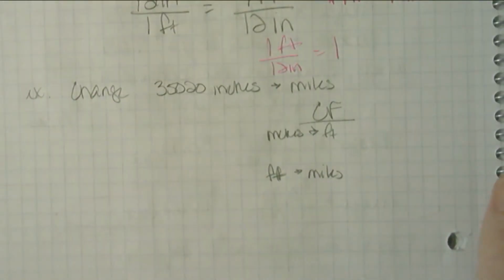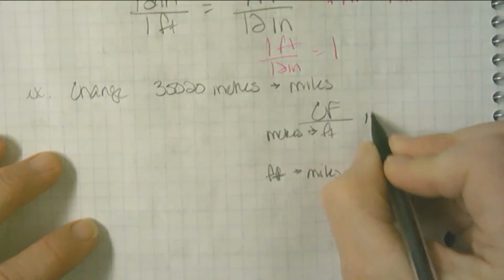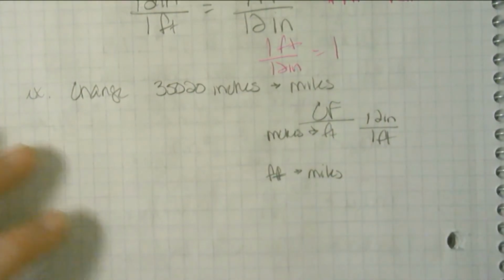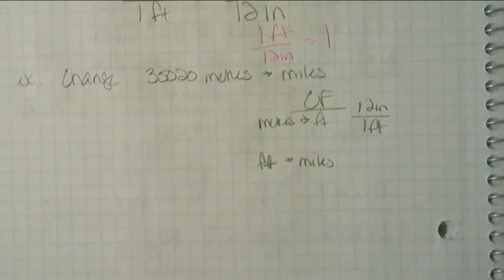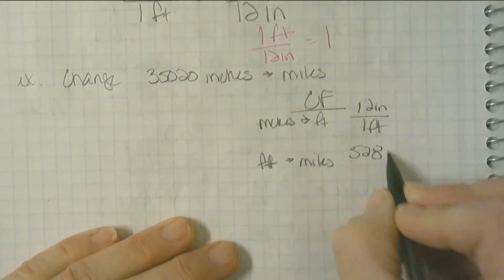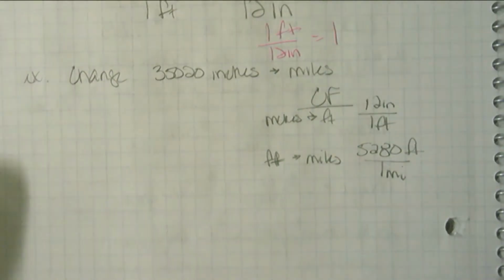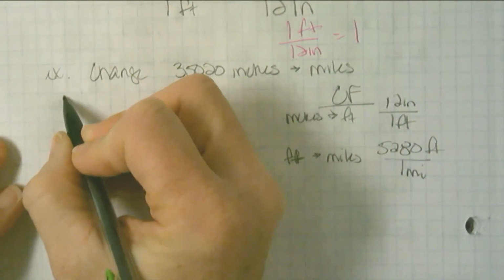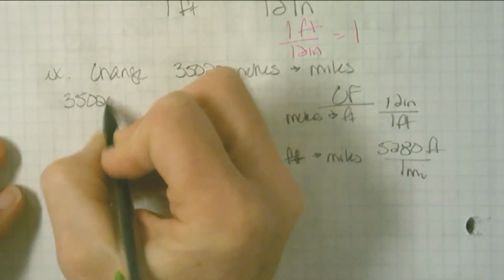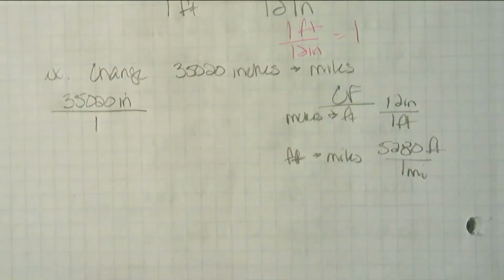What is the relationship between inches and feet? Yep, I have 12 inches in 1 foot. What's the relationship between feet and miles? This is one you guys just have to remember. Yep, 5,280 feet in 1 mile. We're going to do one conversion at a time. So I'm going to take my given, 35,020 inches, keep my units on that, and make it into a fraction over 1.